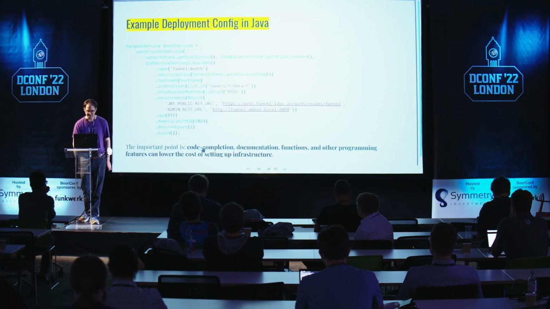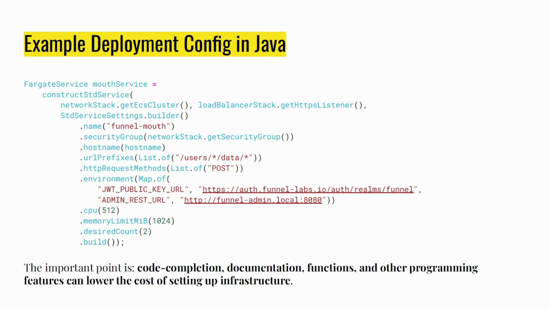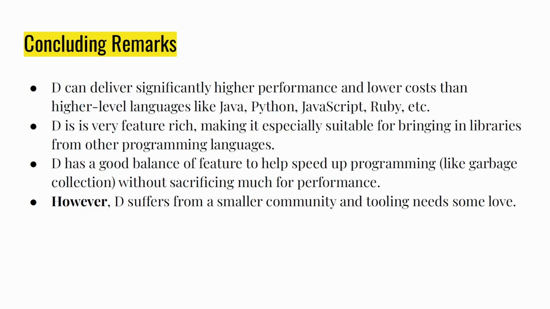And this is an example configuration using Java. All it's basically doing is it's creating a service. I'm specifying some parameters. What's the name of it? What's the URL to authorize JWT tokens? What is the URL prefix that leads to this server? So a few functions can actually make deployment a lot easier.